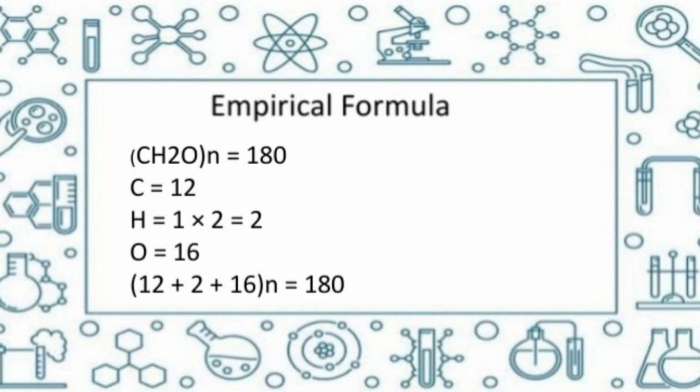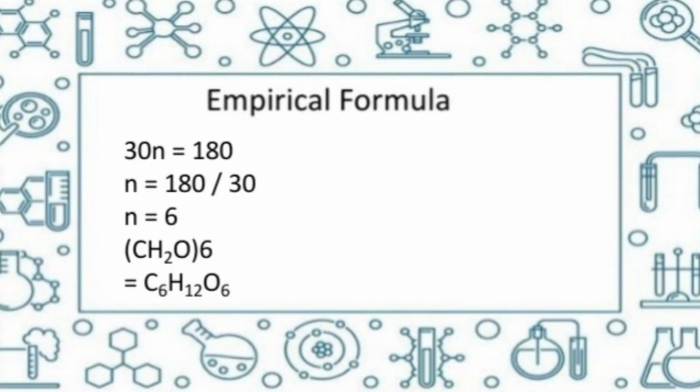Add the values of carbon, hydrogen and oxygen together. 12 plus 2 plus 16 equals 30. 30N equals 180. N equals 180 over 30. The value of N is 6. Use 6 to multiply formaldehyde, and it becomes glucose.